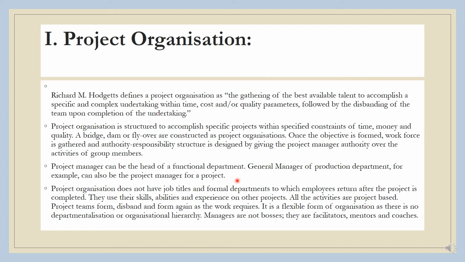A bridge, dam, or a flyover are constructed as project organizations. So it is a project, construction of a bridge, or any. So they are like standalone projects. Once the objective is formed, workforce is gathered, and authority responsibility structure is designed by giving the project manager authority over the activities of group members. So, the project manager can be the head of a functional department. General manager of production department, for example, can also be the project manager of a particular project.